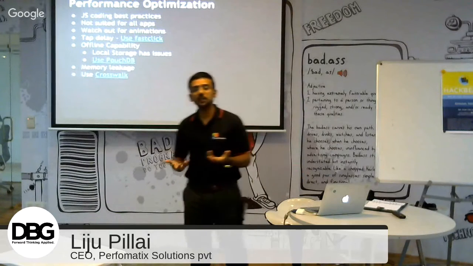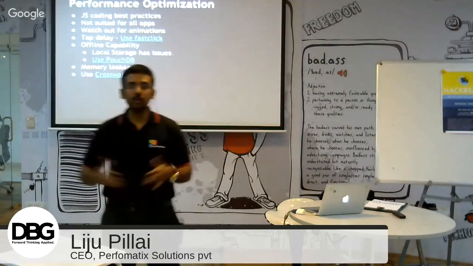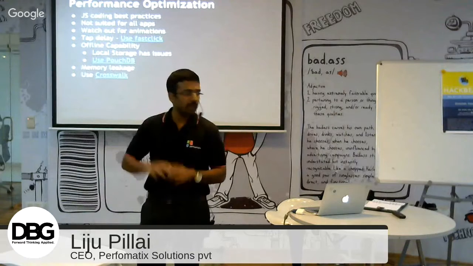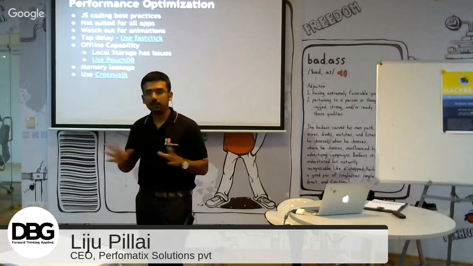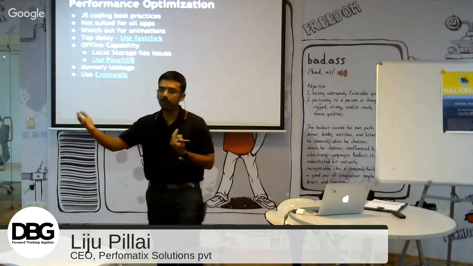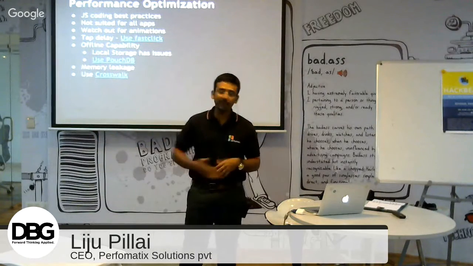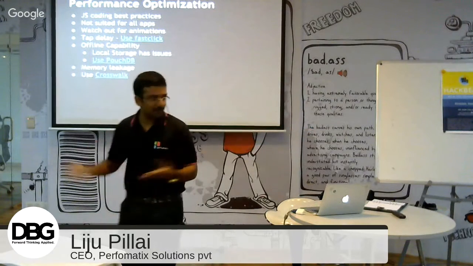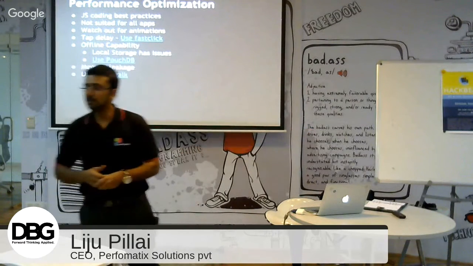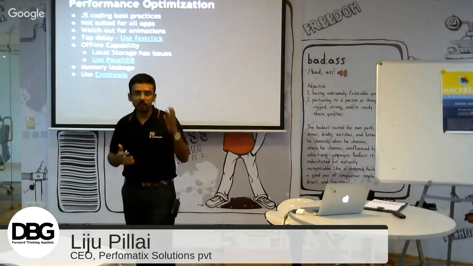Now, another big challenge is offline capabilities. A lot of people say, hey, how do I do offline capabilities? The de facto thing is local storage, but local storage has inherent issues. There is a maximum limit of how much you can store. Magically, whatever is in local storage just vanishes at some point in time. So there are a lot of other libraries. Again, like I said, there are a lot of libraries out there.